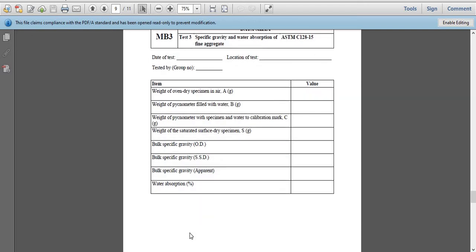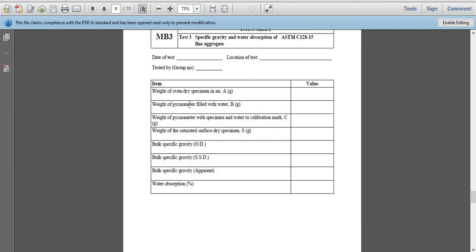Okay, if you have a look at this, there are several columns here starting from the weight of oven dry specimen. Oh, you don't have the data for this. So what I suggest you do is you may ask your friends, those who have already completed this lab. They have the value. You can share it with them. I don't mind. So only for this, the oven dry.